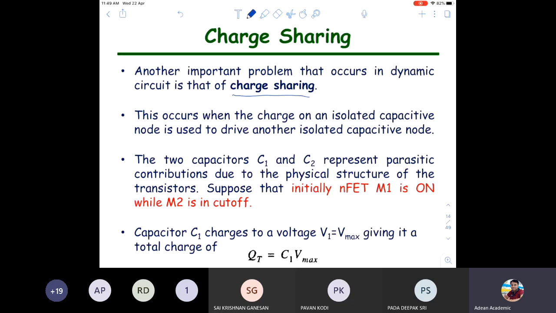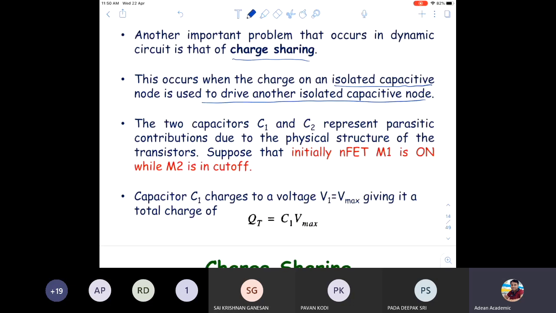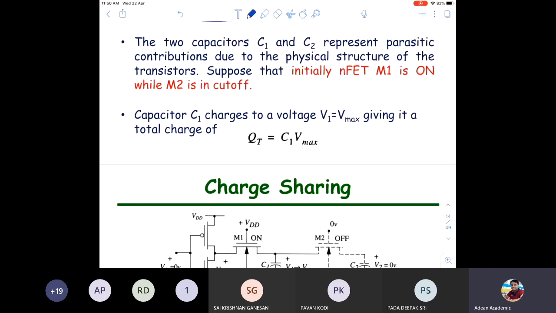This is one capacitor. Now what I will do is connect one more transistor, a pass transistor, and after the pass transistor, one more capacitor, so that the voltage stored in this isolated node is driving another isolated node through a pass transistor again. So two capacitors I will take. In between again there will be a pass transistor. Two capacitors C1 and C2 represent the parasitic contributions due to the physical structure of the transistors or devices.